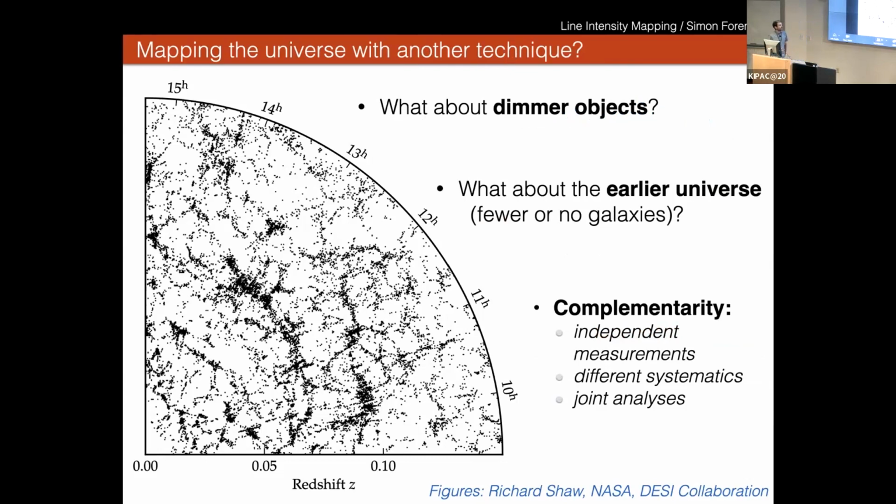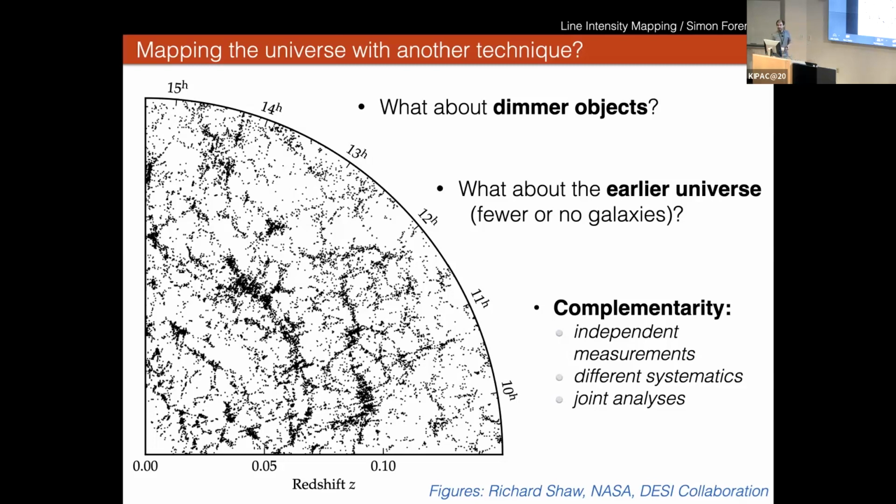We can also ask, what about the earlier universe? Perhaps we want to make maps at earlier times when there aren't that many bright galaxies around, or maybe in the so-called cosmic dark ages when there are no galaxies around, but there are still gas and structures that we can use to learn about cosmology.